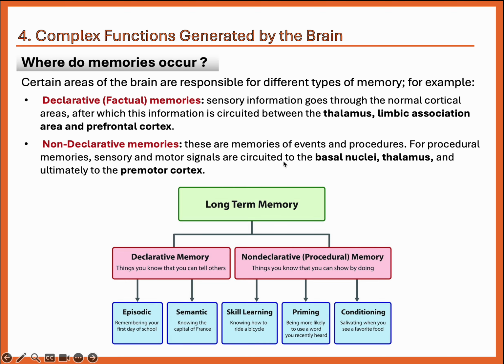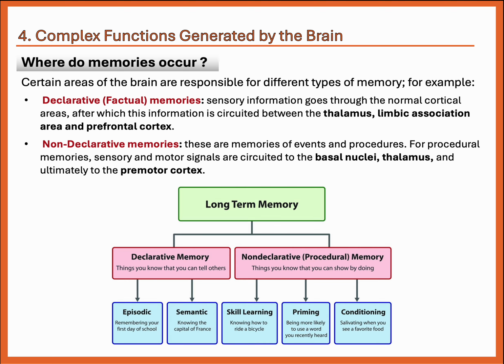Non-declarative memories. These are memories of events and procedures. For procedural memories, sensory and motor signals are circuited to the basal nuclei, the thalamus, and the premotor cortex. So, non-declarative memories or procedural memories, things that you know that you can show by doing. It's not something that's easy to describe, right? For example, knowing how to ride a bicycle, right? To describe this is pretty tough, right? It's more of a procedural memory.